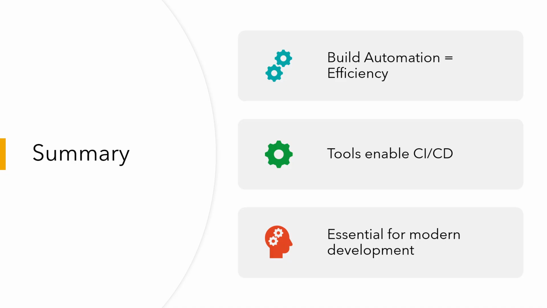To summarize, build automation is the process of automating tasks like compiling, testing, packaging, and deploying software. It improves speed, consistency, and reliability in the development process. Tools like Maven, Gradle, Jenkins, and GitHub Actions make this automation possible. CI/CD pipelines connect everything into a continuous workflow from development to deployment, and overall, build automation is essential for modern software engineering.